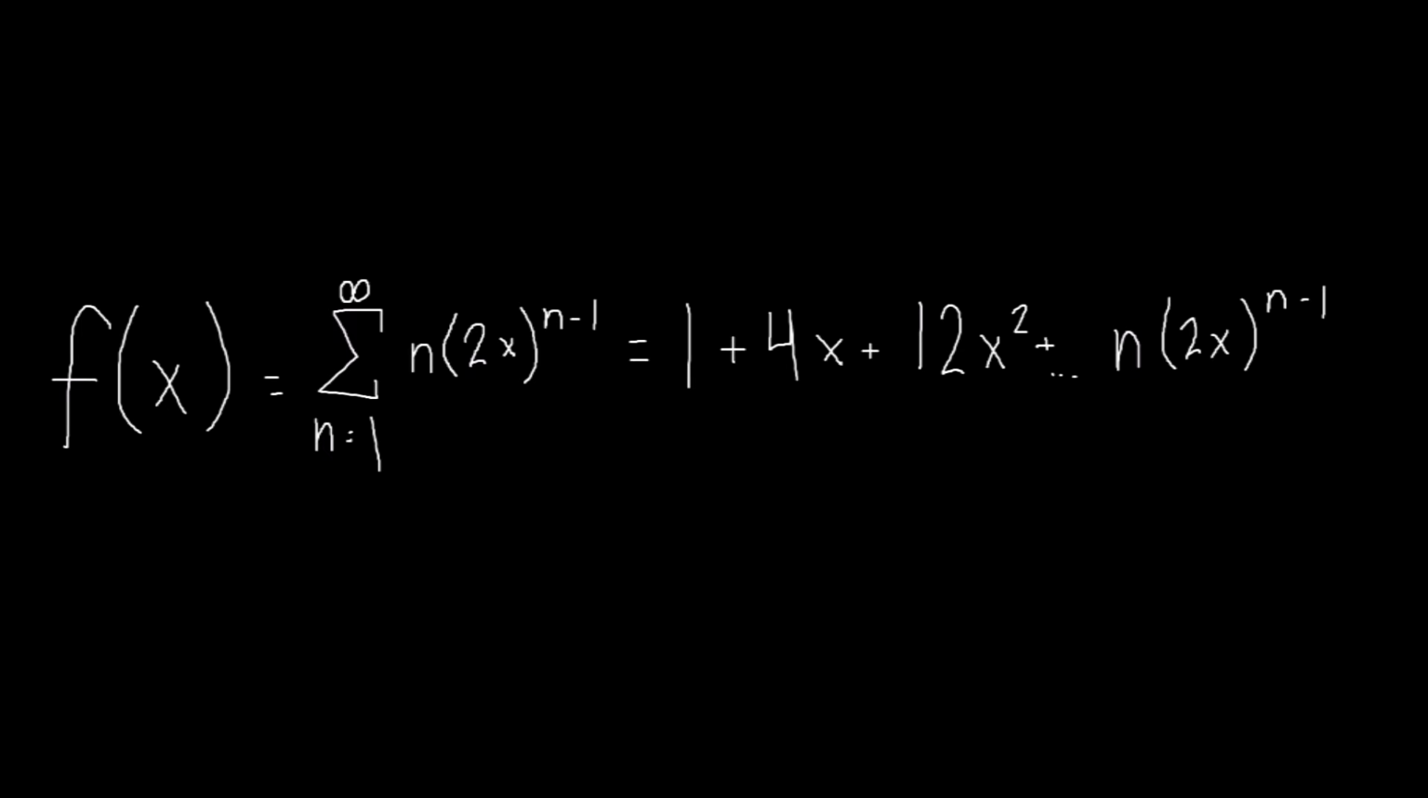The equation we will be using today is the Maclaurin series of the summation of n times 2x to the power of n minus 1.